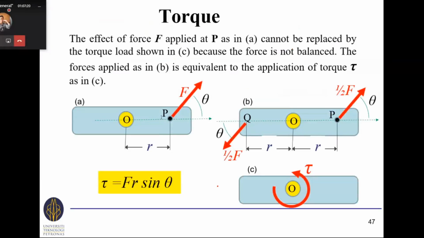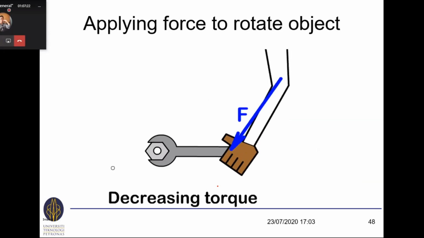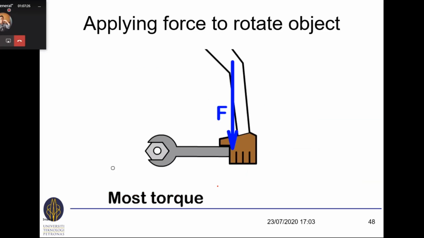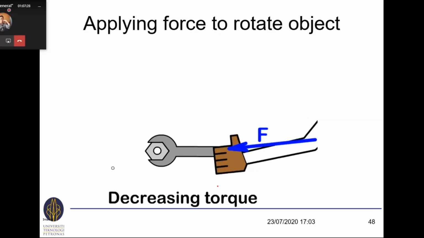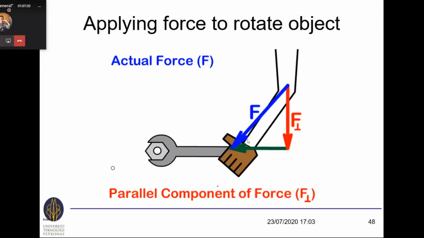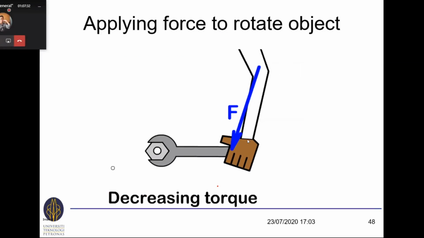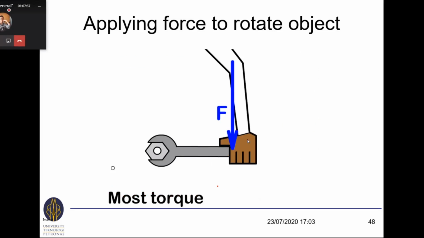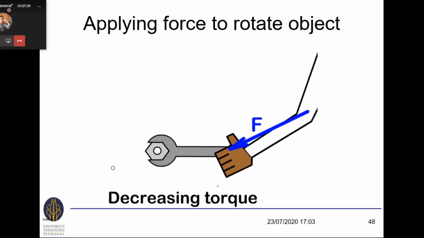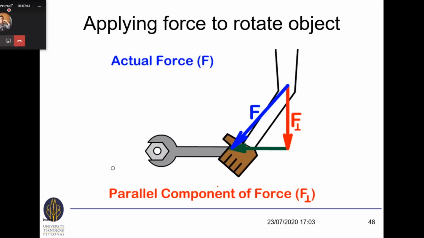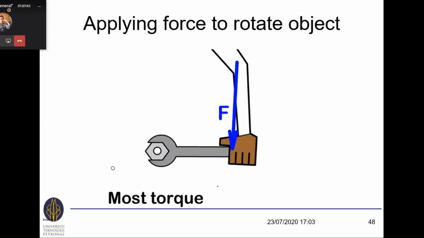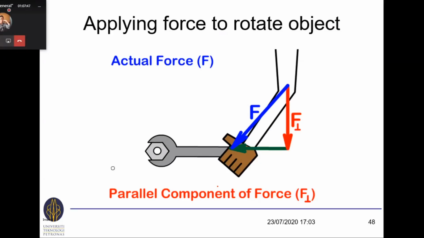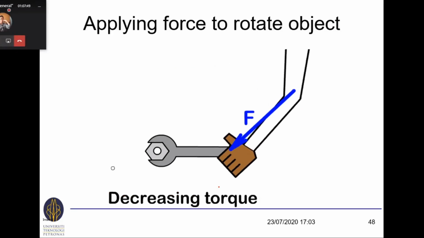And this thing has been explained. This is also how you apply it to rotate the object. See how it is done, from maximum torque to decreasing torque and no torque at all. If it is perpendicular, you have maximum torque, and then it becomes decreasing, and when it is parallel, you cannot make any rotation anymore.